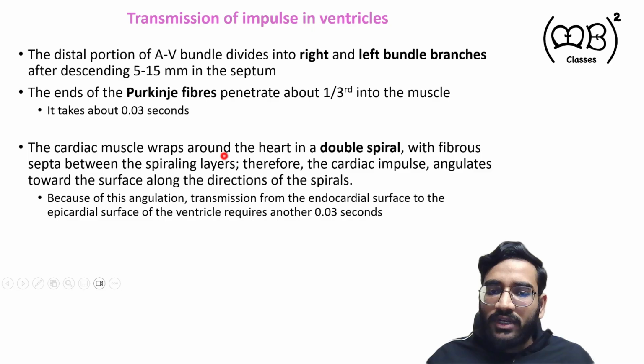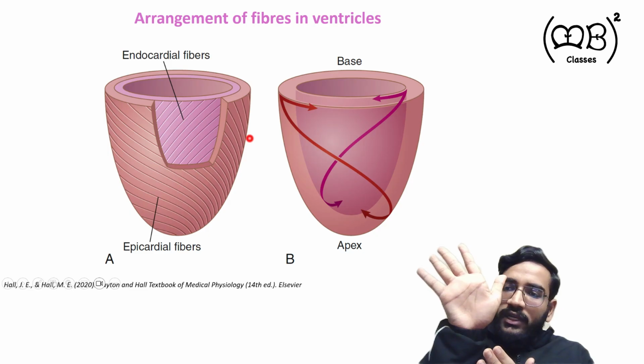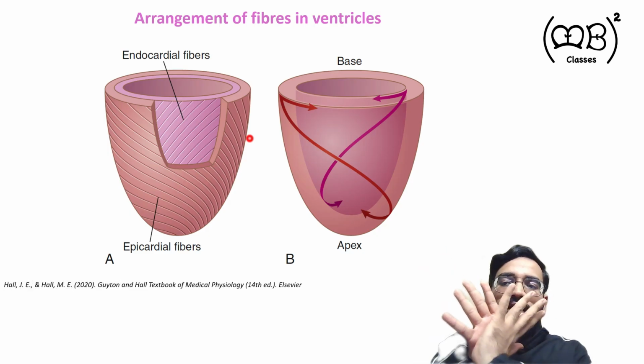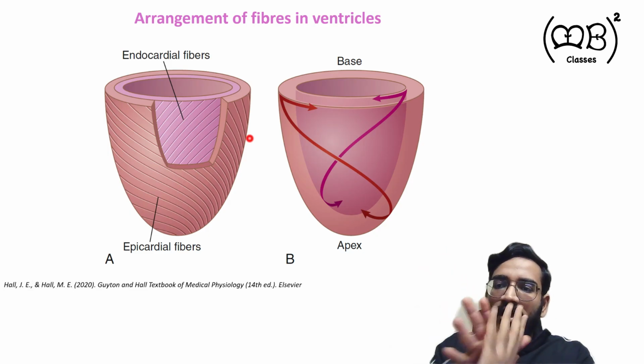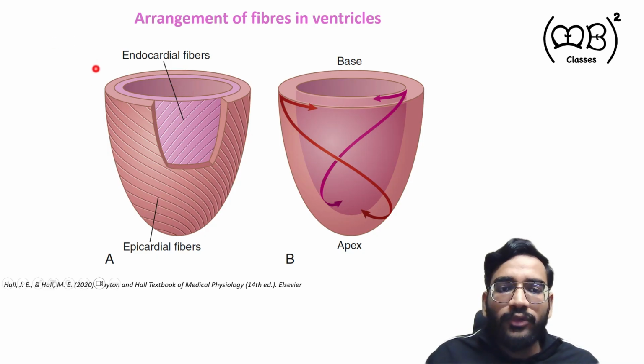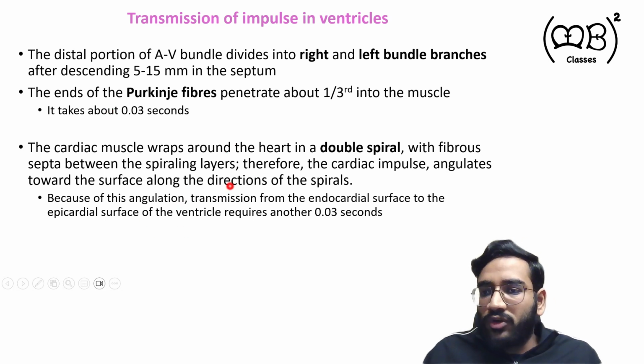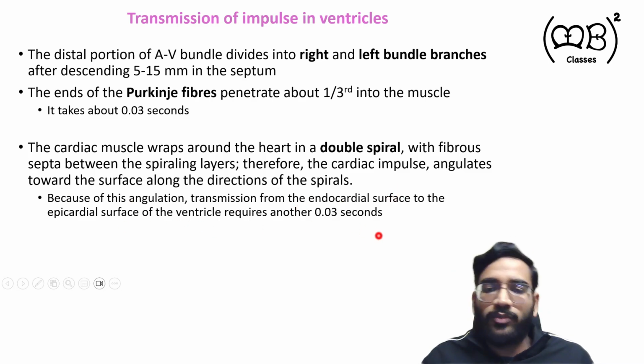The cardiac muscle wraps around the heart in a double spiral fashion. The endocardial fibers are traveling obliquely, and opposite to that the epicardial fibers are traveling, and there are fibrous septa in between. So for the impulses to travel from the endocardium to the epicardium, because of the angulation, it takes much more time. The transmission of impulses from the endocardium to the epicardium requires another 0.03 seconds.